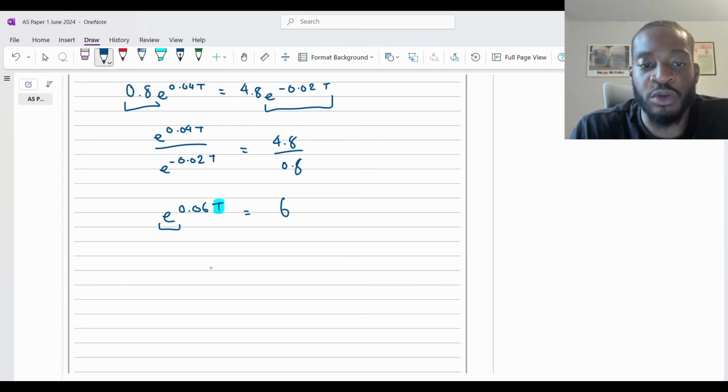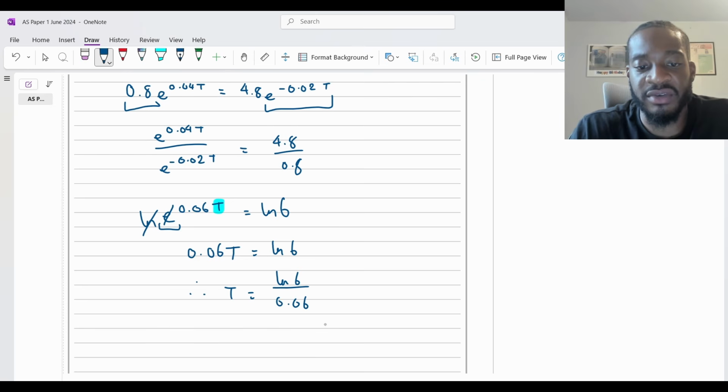We're going to take the natural log of both sides. So I'm going to take the ln of both sides. So it's going to be the ln of that essentially. And then what will happen is that the ln and the e cancel. So it becomes 0.06T is equal to the ln of 6. And so therefore capital T is equal to ln 6 over 0.06.